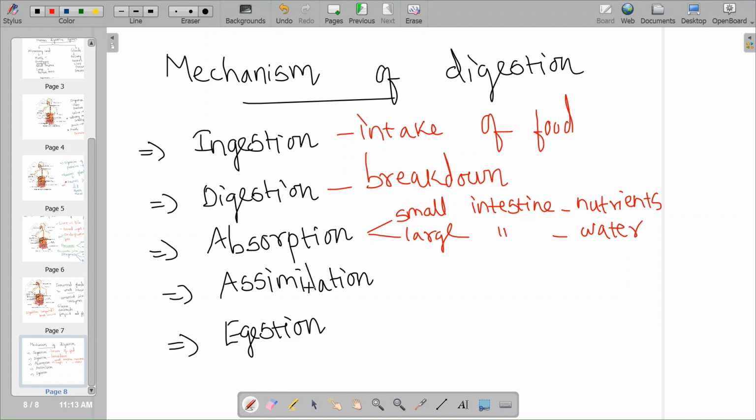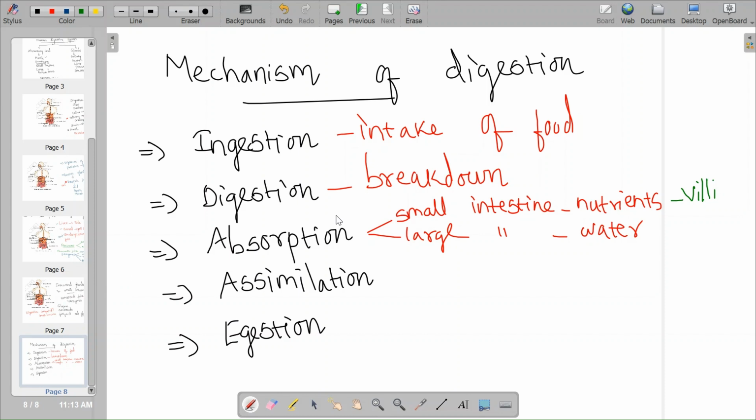In the small intestine, what is present to absorb these nutrients? We have finger-like projections called villi. Villi and lacteals are present. The villi increase the surface area for absorption, and in the large intestine, water is absorbed. So I hope you understood absorption.